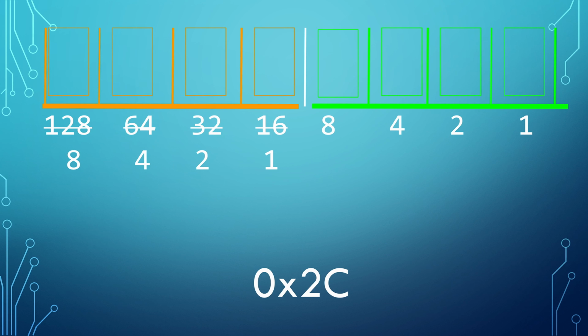2C. 2 minus 8, no. 2 minus 4, no. 2 minus 2, yes. Which is 0. Then C is 12. 12 minus 8, 4. 4 minus 4, 0.